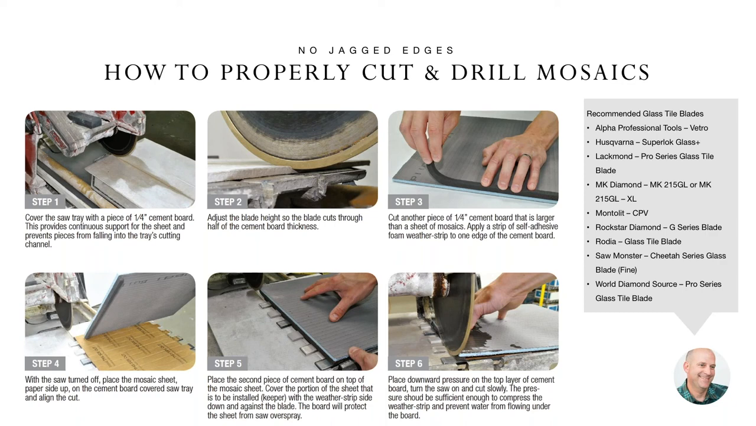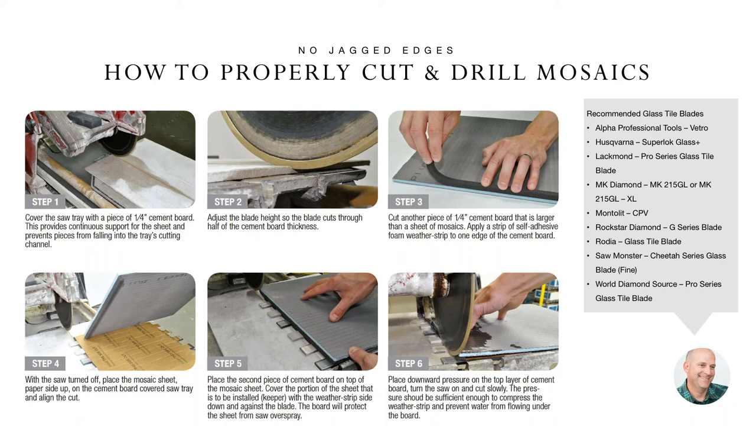So I'm quickly going to go through how to properly cut a paper face mounted mosaic. You'll see in step one, the first thing we do is we take a piece of quarter-inch cement board and we cut it to about the size of the saw tray. And the reason we do that is because generally the groove that the blade runs through is about 3/4 of an inch thick. And if you're trying to cut a 1/4 inch off of a 1x1 piece of tile, it's not going to be fully supported.